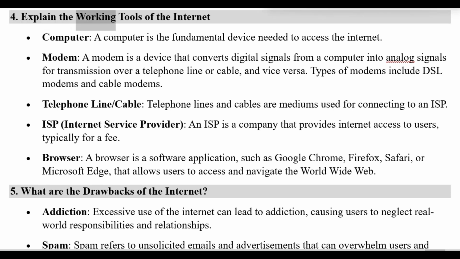4. Explain the working tools of the Internet. Computer. A computer is the fundamental device needed to access the Internet. Modem. A modem is a device that converts digital signals from a computer into analog signals for transmission over a telephone line or cable, and vice versa. Types of modems include DSL modems and cable modems. Telephone line cable. Telephone lines and cables are mediums used for connecting to an ISP.